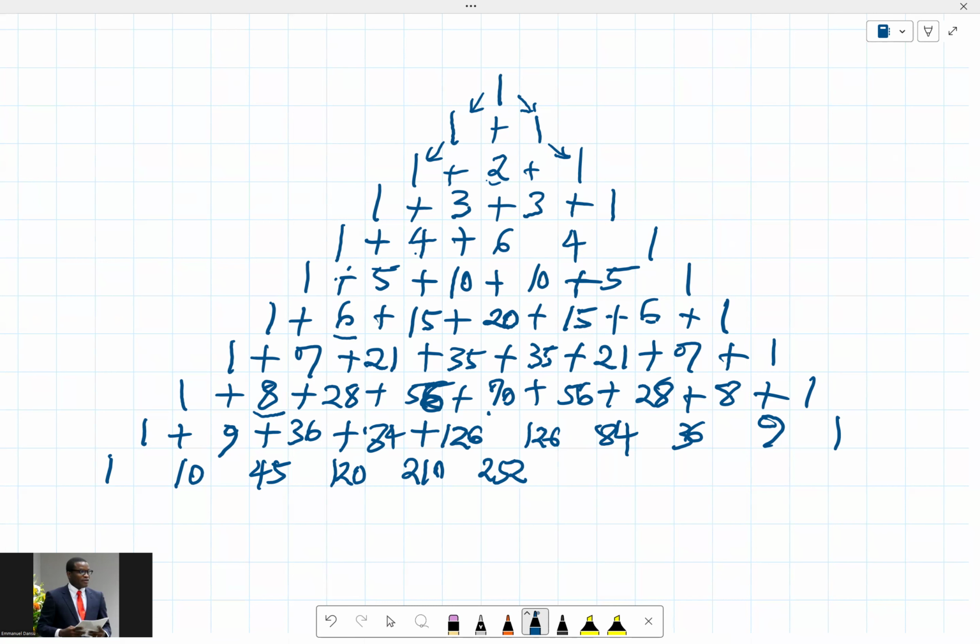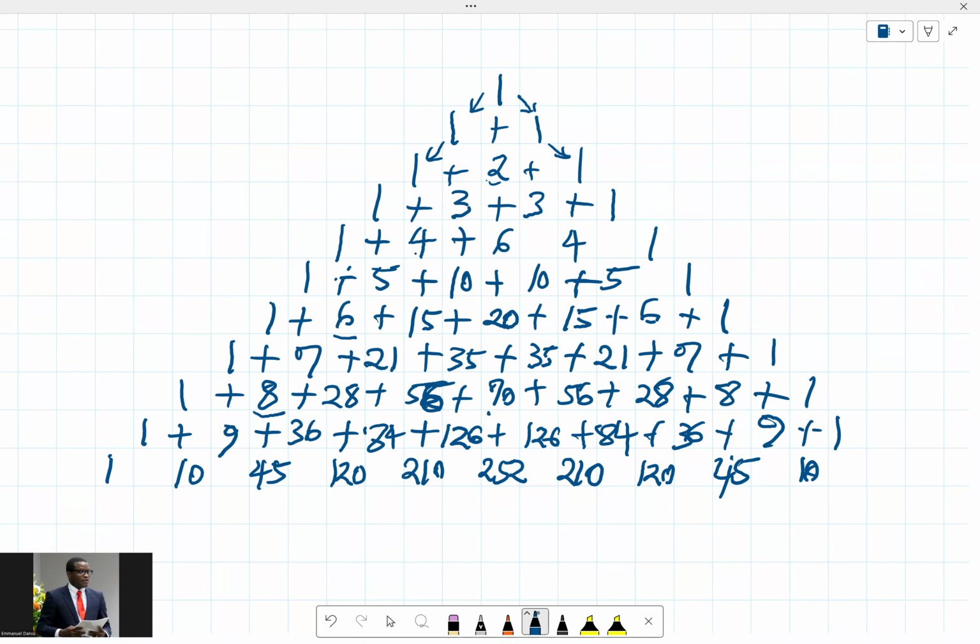Next is this again. 126 plus 84. So that's 130 plus 80, which is 210 again. And then 84 plus 36. 84 plus 36 is 120. 36 plus 9. No, don't forget all this. 36 plus 9 is 45. And 9 plus 1 is 10.